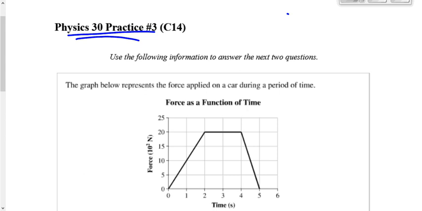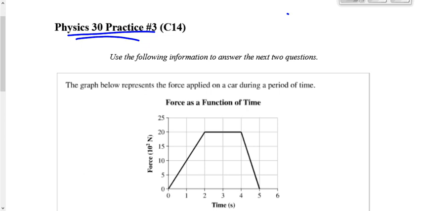And we're going to practice question set number 3 here. This is on concept 14, which is force versus time graphs. Whenever we see a force versus time graph, whether it's yesterday or today or 3 months from now, we should always think 3 words. And what are those 3 words? Richard? What are the 3 words that we should think of here?